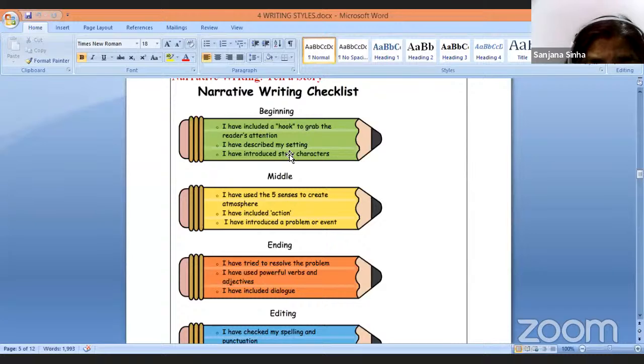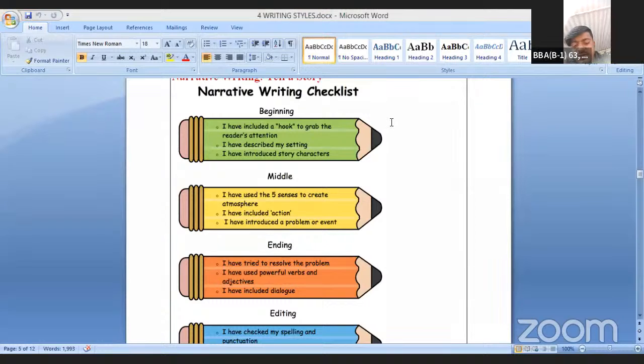Second is you describe the setting. Description of the setting. Choosing a topic, number 1. Number 2, description of the setting. And the third point is introduce the characters. Introduce the characters.